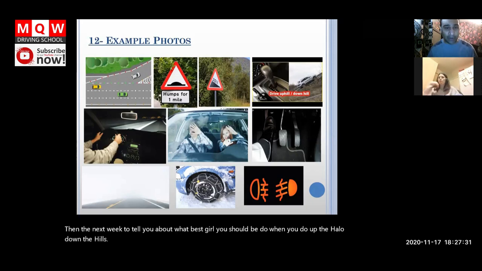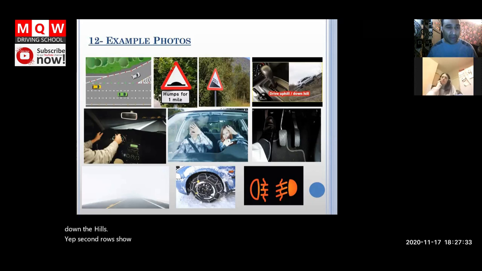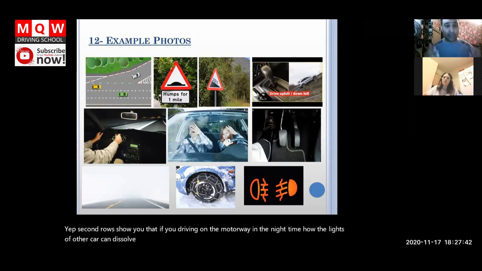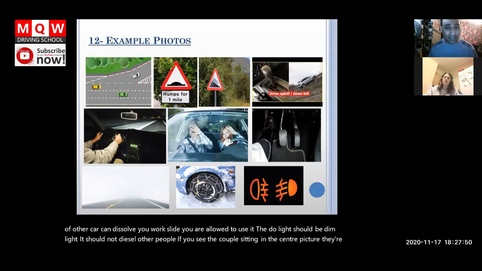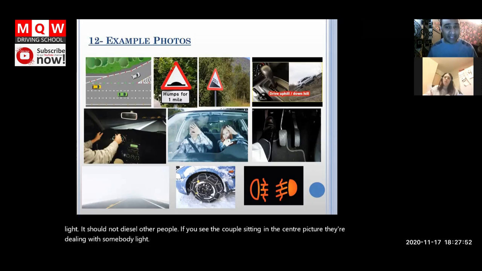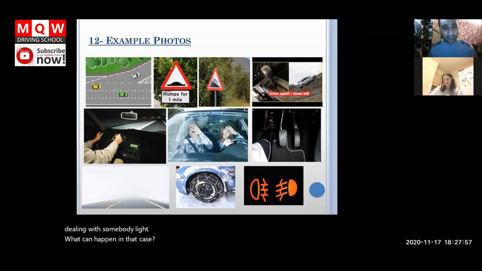The second row shows that if you're driving on the motorway at night, the lights of the car can dazzle you. You should use dim lights, and they should not dazzle other people. If you see the couple sitting in the center picture, they are dazzling somebody with their lights. What can happen in that case? They can't see, and there's a chance of accidents.